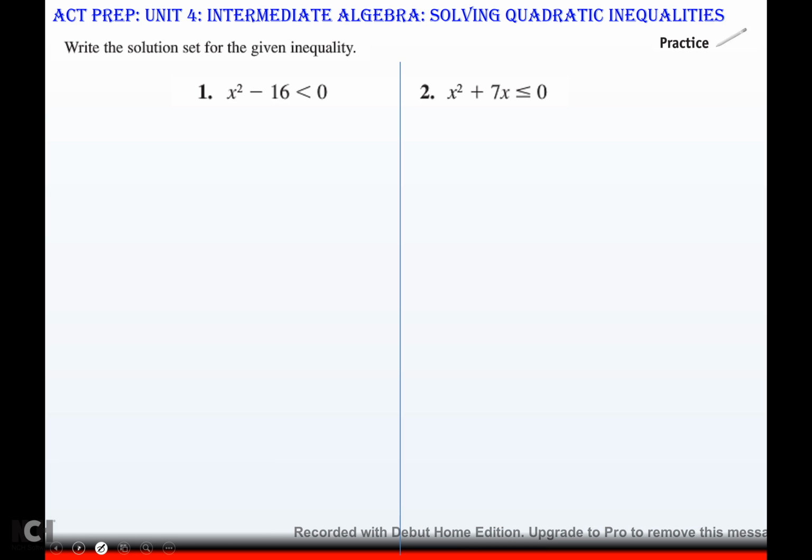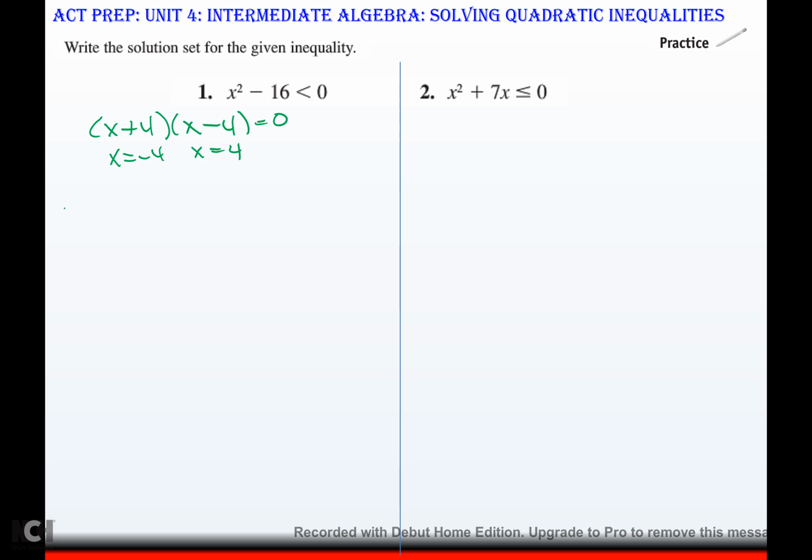Alright, so if we practice these, if I factor this, I get x plus 4, x minus 4, which means my solutions are negative 4 and positive 4.